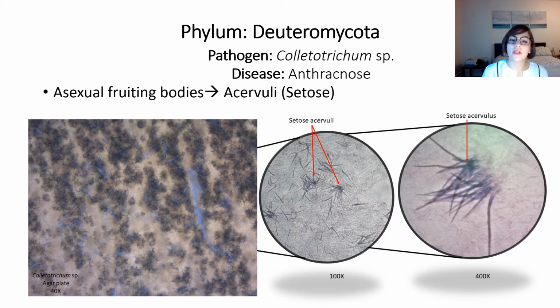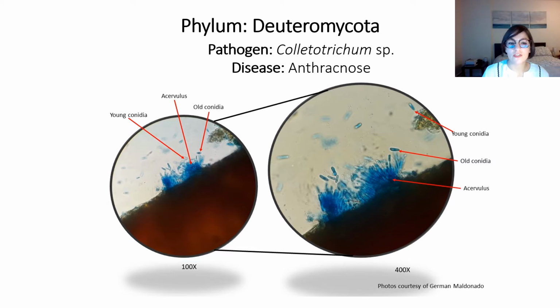The asexual fruiting bodies of this pathogen are the acervuli, which have setae, as we can see in this photograph. This is a photograph of an agar plate, and here we can see these hair-like fruiting structures, which are the acervuli. Having a close-up of them, this is the way they look, and even at higher magnification, this is how a setose acervulus looks. This is a photograph of a cross-section of Colletotrichum in avocado. So here we can see how the acervuli form, and we can see different conidia. Typically, conidia from Colletotrichum have this darker center, which is the nucleus.